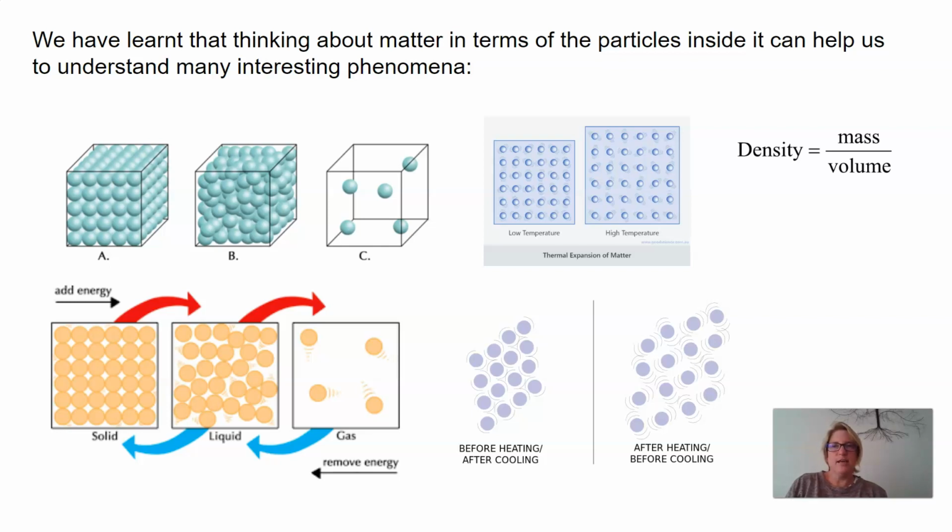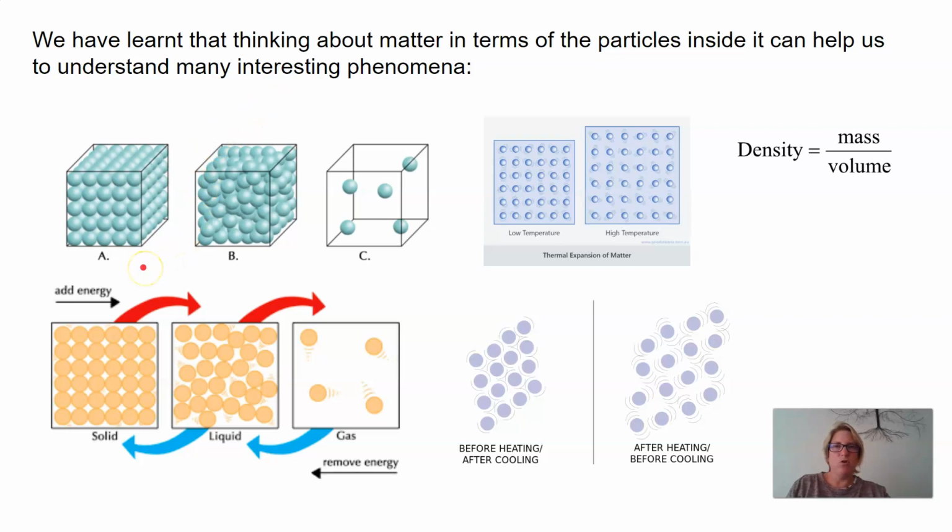So we have learnt that thinking about matter in terms of the particles inside can often help us understand these interesting phenomena. And if we look at everything that we have studied about matter and material so far, you can see that it all links up and brings us to this point where we found ourselves. So if we are wanting to investigate matter, we're going to use the particle model of matter, and we're going to look at the different phases of solids, liquids, and gases. And we're going to have a look at the arrangement and the movement of the particles in these different states of matter.